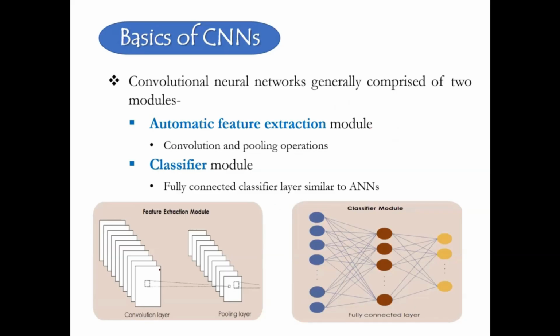The feature extraction module consists of the convolution operation and the pooling operation. There are two operations, convolution and pooling. In the classifier layer, it classifies whatever features we have extracted into the respective classes. It simply resembles the structure of the ANN, where all the input nodes are connected to the output nodes. We will see this in the next few slides.